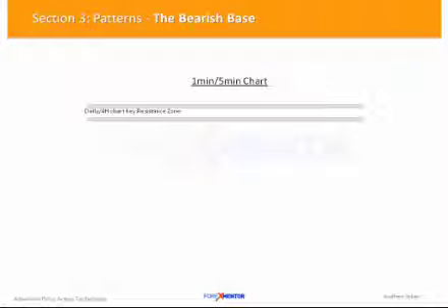Let's have a look at the bearish base. I've identified a key daily 4-hour resistance zone, as in the previous examples. I like to trade this pattern on a 1 or 5 minute chart, but it can be traded up to a 60-minute chart with relatively small risk. And what we're looking for is price to approach our key resistance area.